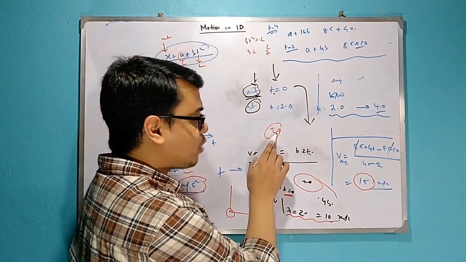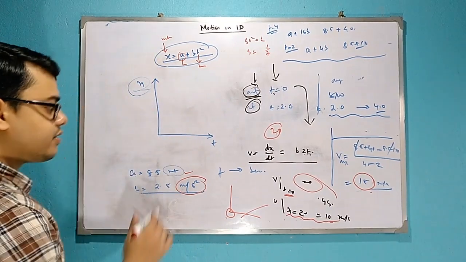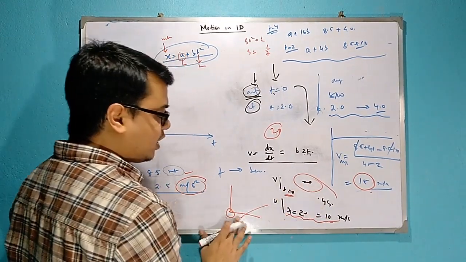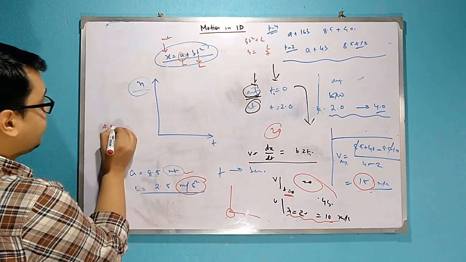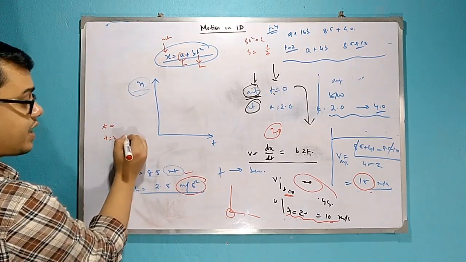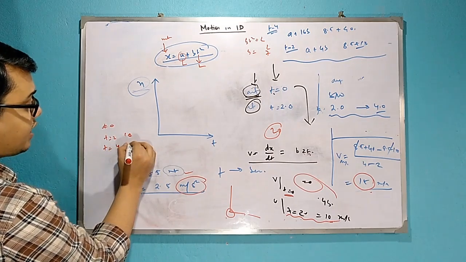At 4, it is 20. Between 2 and 4, it is 15. So its velocity is different for different times. At t equal to 0, it is at 0. At t equal to 2, it is at 10. At t equal to 4, it is at 20.